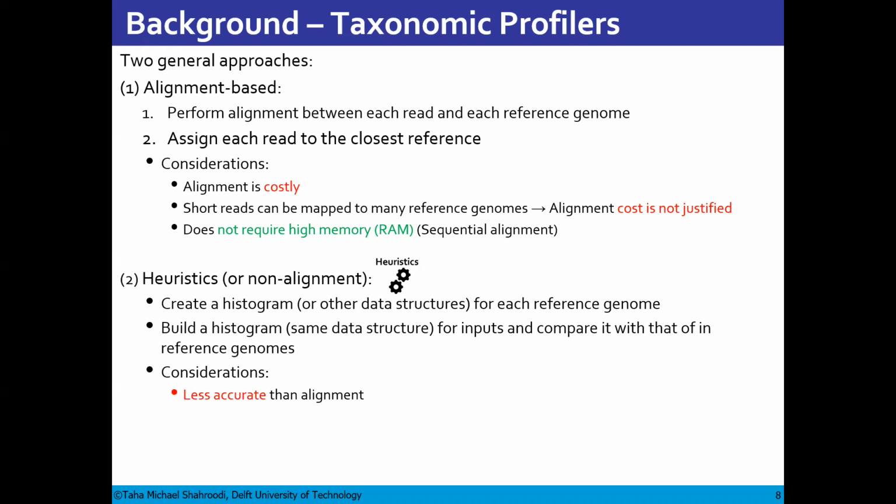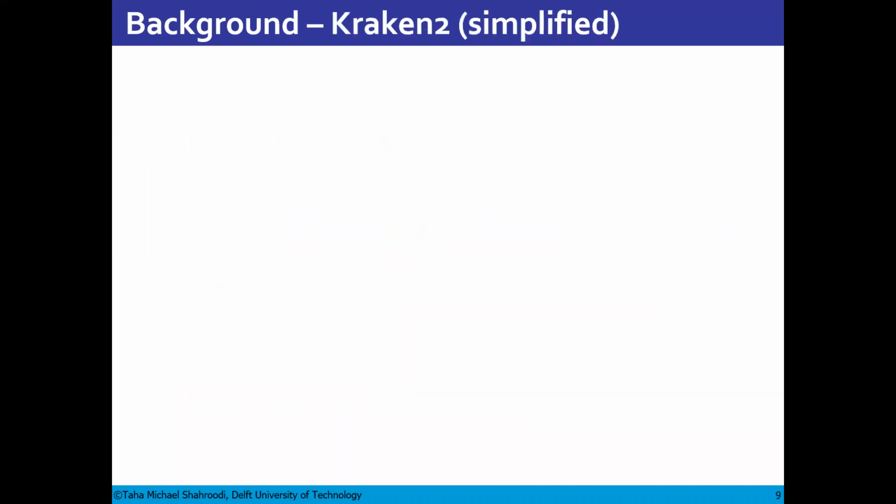They also require more memory and RAM to store and work on their data sets. However, heuristic-based methods provide higher performance than alignment-based ones due to the elimination of the alignment. And that's why usually today's profilers are heuristic-based. Kraken 2 is a state-of-the-art heuristic-based taxonomic profiler in metagenomics.